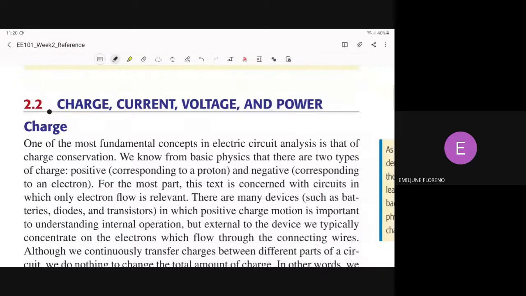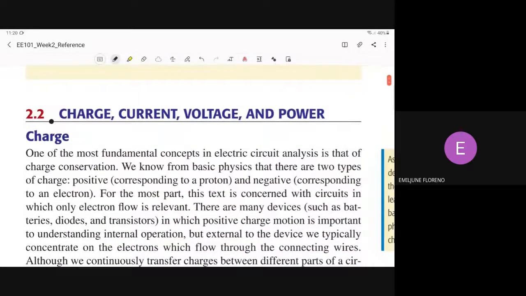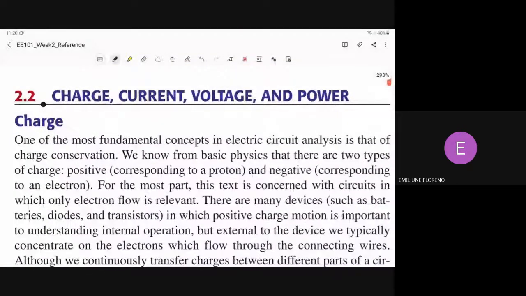Okay, so for this morning, let's engage in discussing the charge, current, voltage, and power, and their relationship to one another. Okay, I wish we all had relationships, no? Charge, that's a joke, guys. Okay, so we need to understand the relationship of charge, current, voltage, and power.